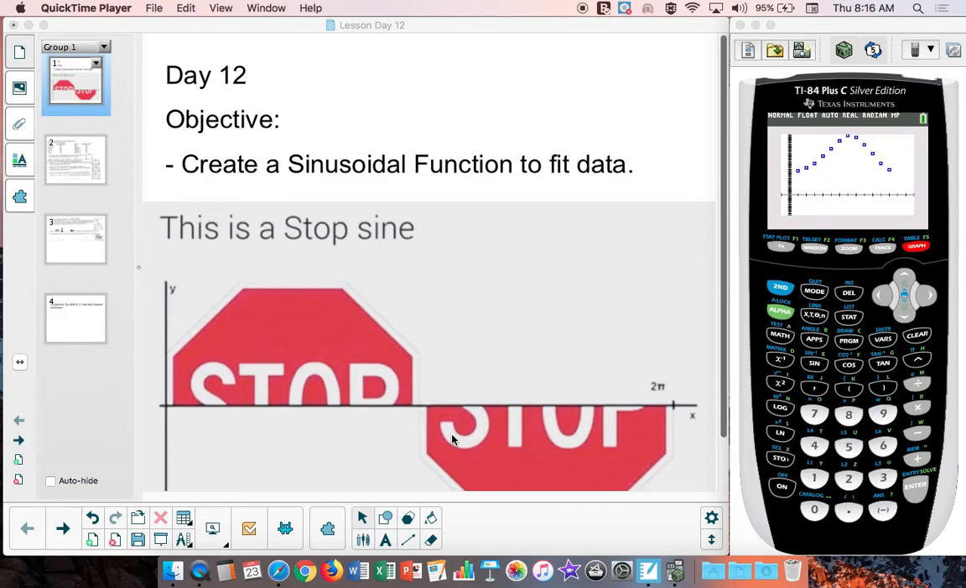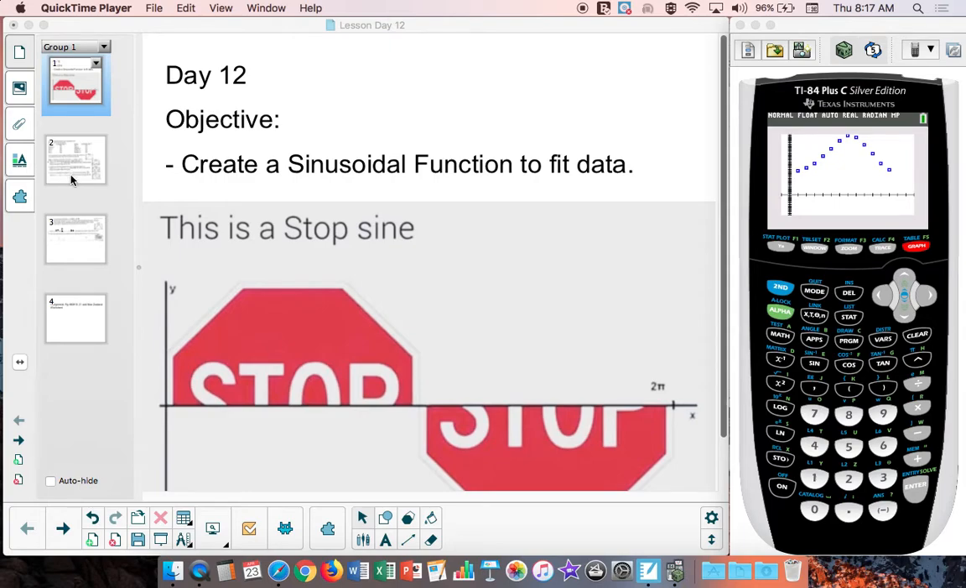Good morning, everybody. Today we're going to be graphing a sinusoidal function to fit some data, which just means sine or cosine functions, basically. We're going to be taking a look at the average temperature based off the month, and then creating a sine function to fit the data. We're also going to hit that last piece, the vertical shift or the midline, how to find that, and where that goes in the graph.